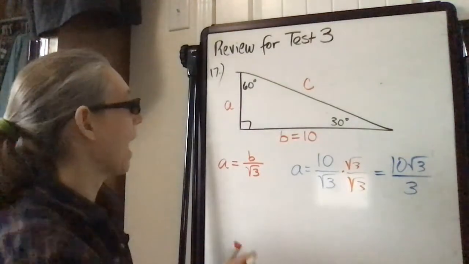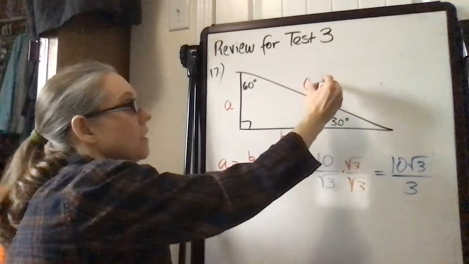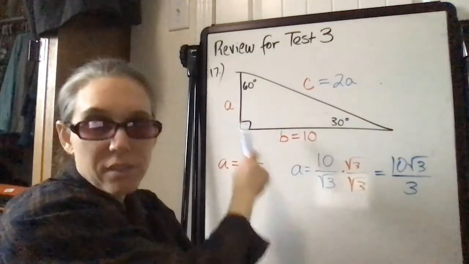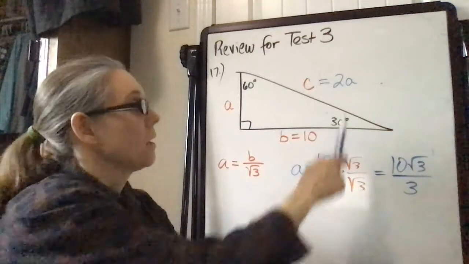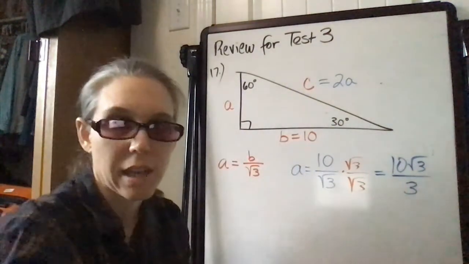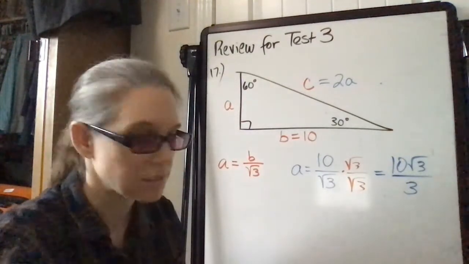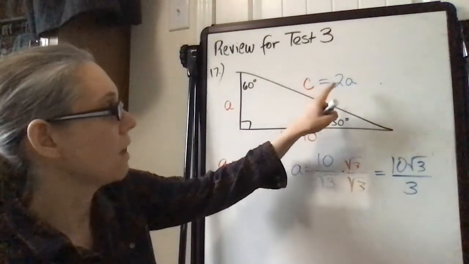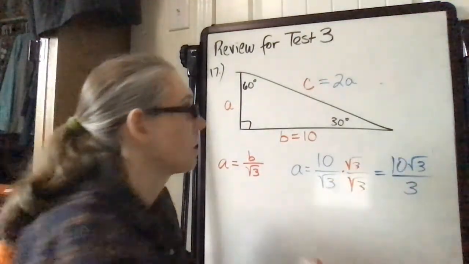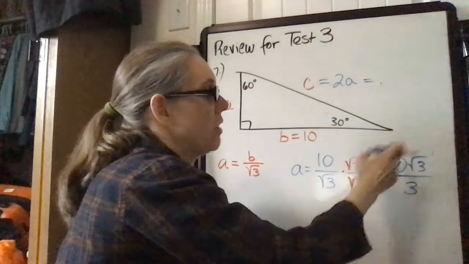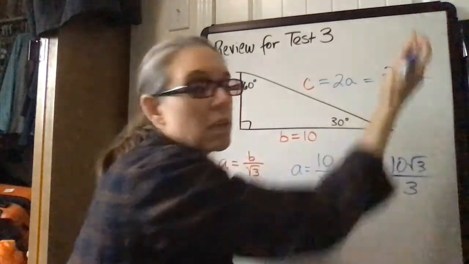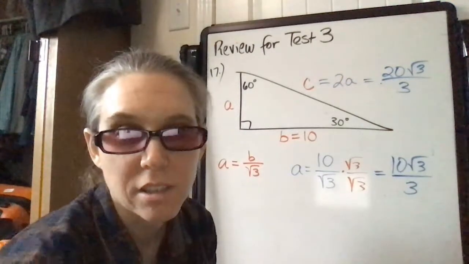Now, once you get A, C is always 2 times A. In a 30, 60, 90 triangle, the hypotenuse is always twice as long as the short side. That's a special feature of a 30, 60, 90 triangle. So to get this value, all you have to do is multiply A by 2. And if you double 10, you get 20. So this is 20 root 3 over 3. And you're done. That's it. That's all you have to do.